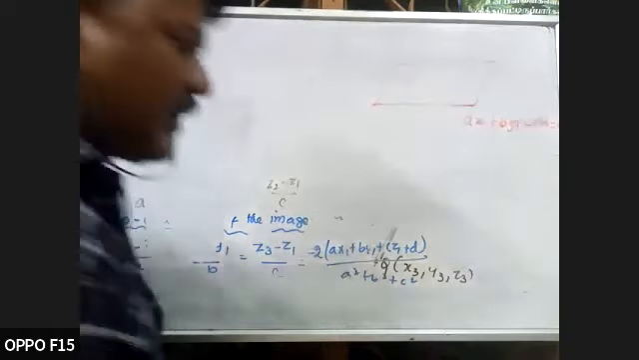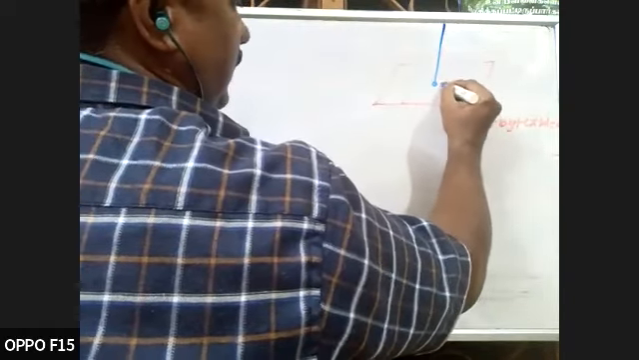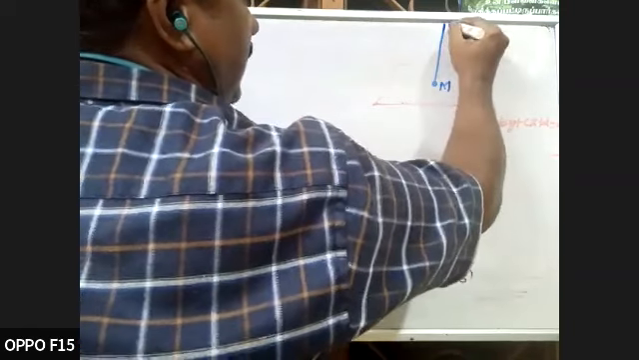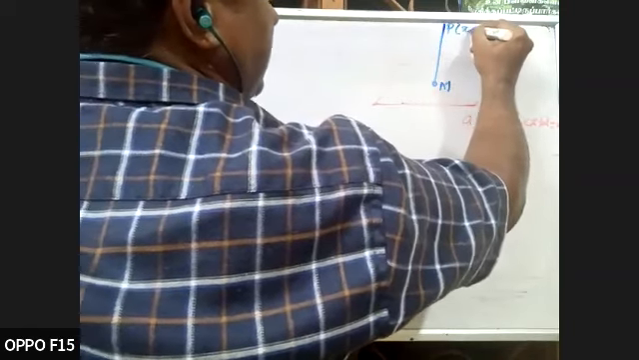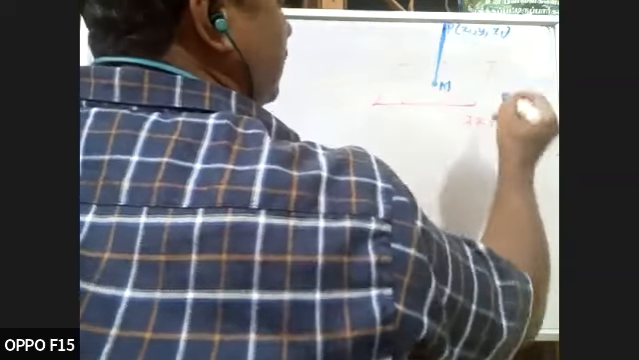So a line comes perpendicular to this plane. This is called the perpendicular line. This is M, this is P. I don't know this point, I can take this as x1, y1, z1. I want to find out the length of this perpendicular.